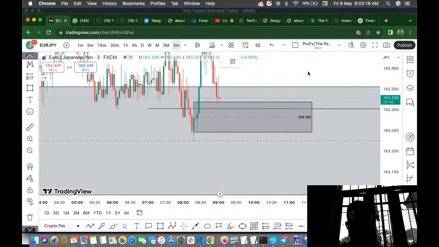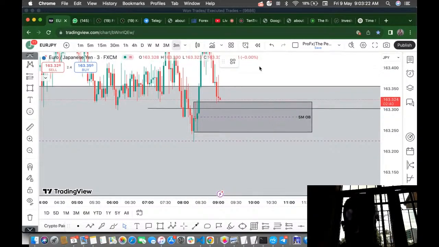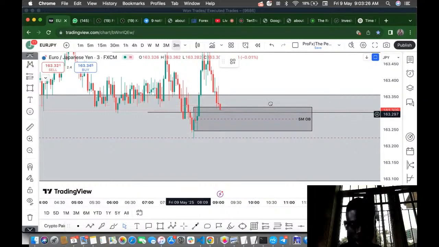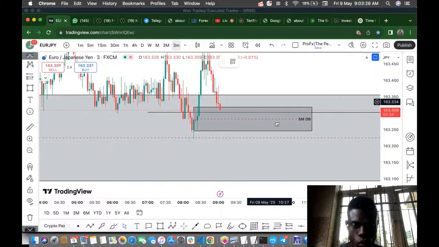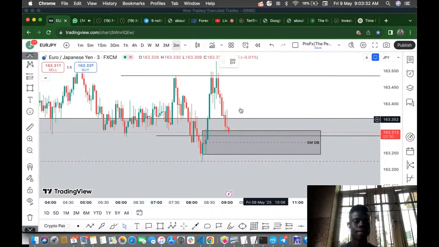Because I've currently done an inducement. We have done inducement of the 7 o'clock candle, and we have gotten a displacement above. So we wait for confirmation of a bullish candle, or we buy. Pay attention.